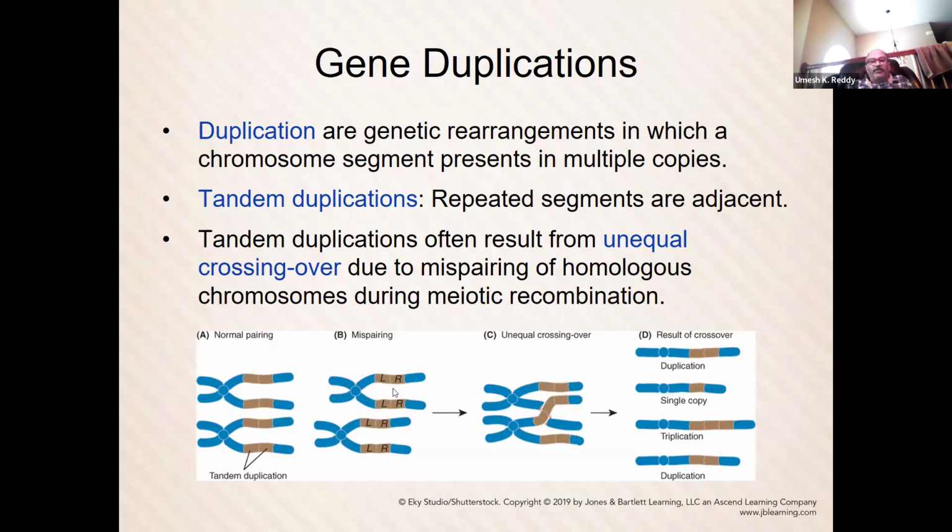So between the duplicated domains, crossovers can happen unequally. That means here, if we think this is the left domain and this is the right domain, the synapses in the meiosis should happen left to left and right to right. Mistakes can happen because of misalignment. This misalignment can happen because the DNA content in those domains is exactly the same, complementary. So instead of left aligning with left, left can align with right.